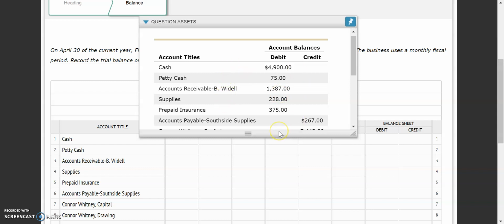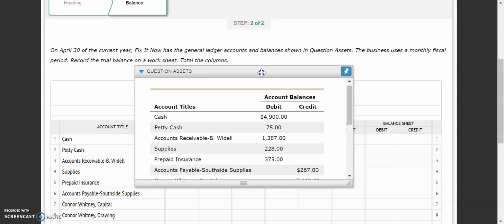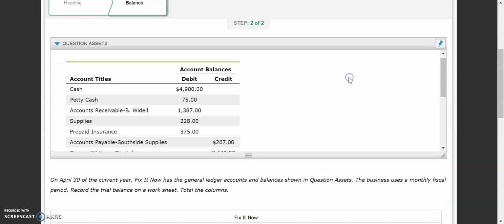The reason that you need to know that is you will eventually do a reinforcement problem that starts at the end of chapter 4 and then has you do all the end of period work. So you will need to know that information. And so, as I was saying, actually I'm going to tab that back up here real quick.